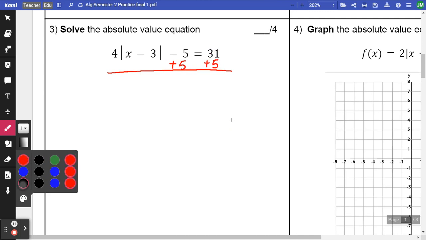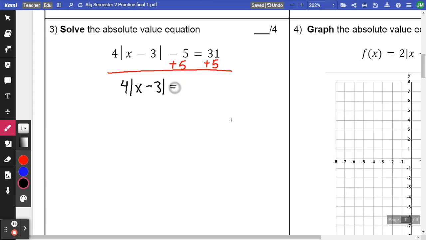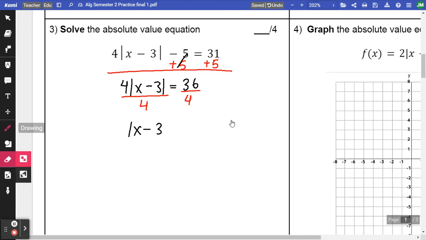And then rewrite as 4 times the absolute value of x minus 3 is equal to 5 minus 5, it's going to cancel out, and 31 plus 5 is 36. Now I'm still multiplying 4 times this absolute value here, so I can undo that with division. So if I divide both sides by 4, then the absolute value of x minus 3 is going to be equal to 9.